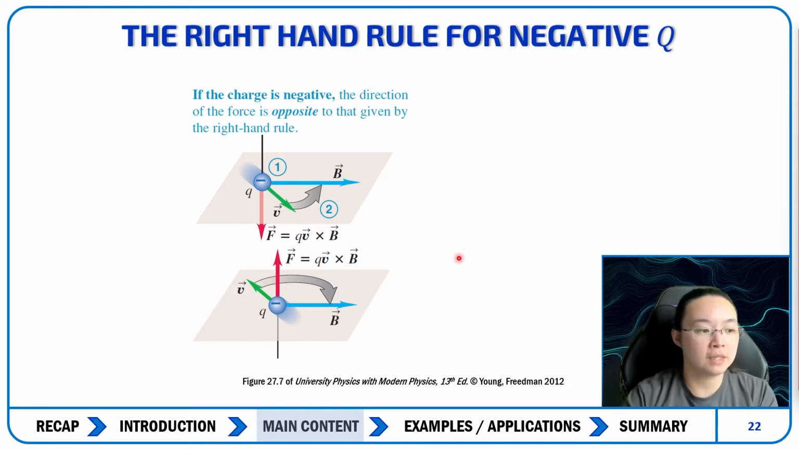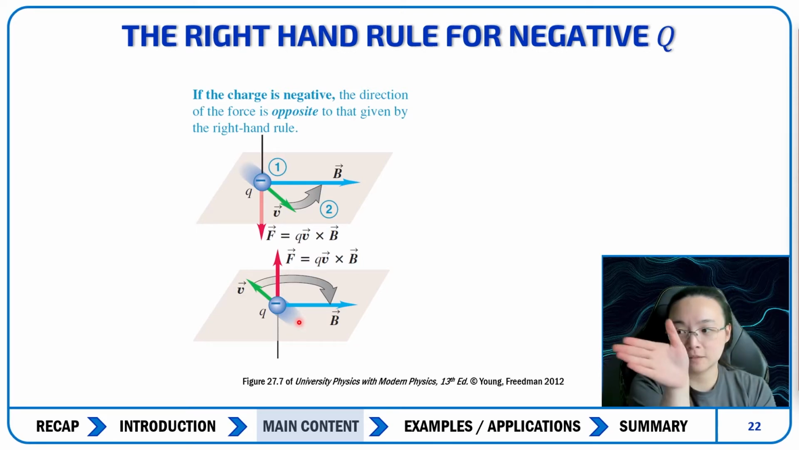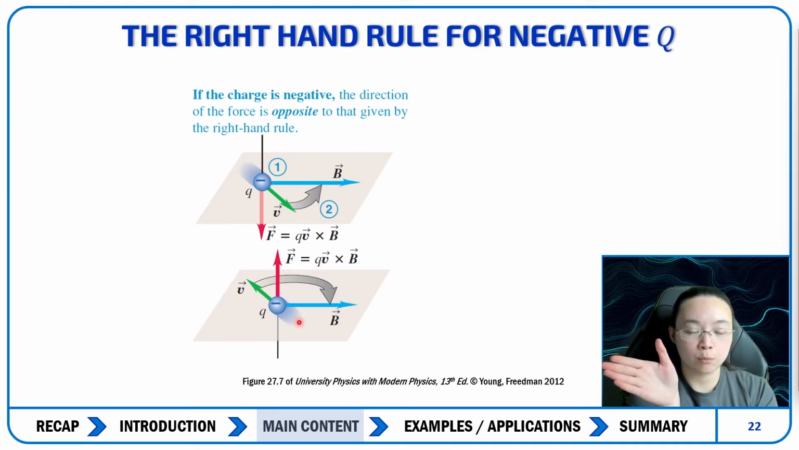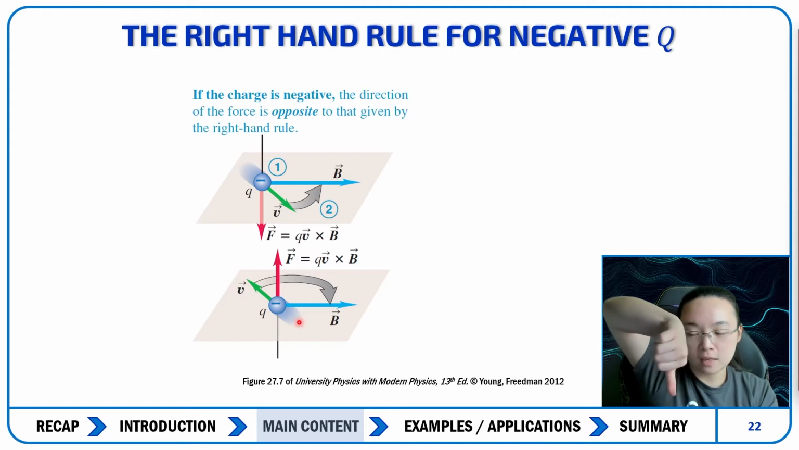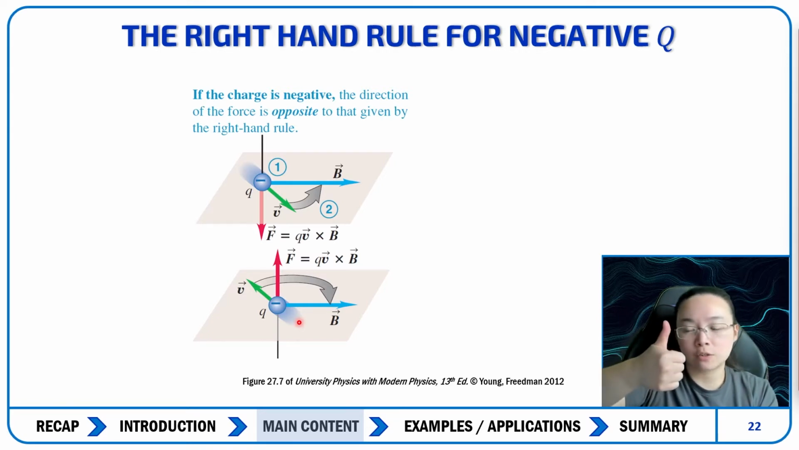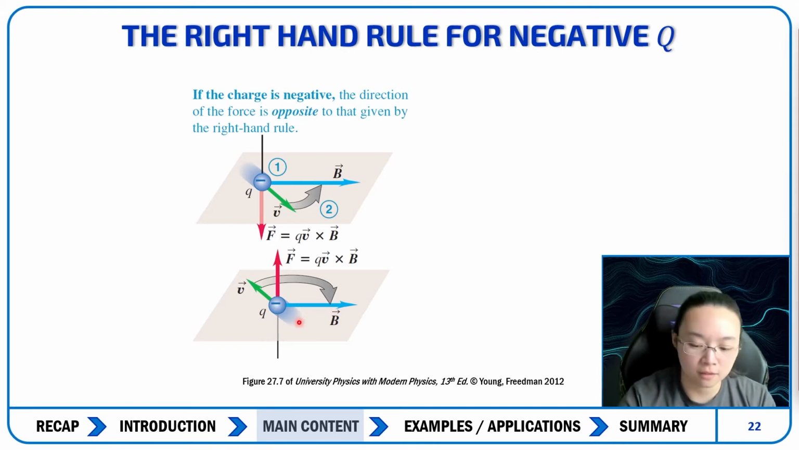Another example is the one below. I have my fingers pointing towards V over here, and B is towards the right this time. I can't curl this way, I have to curl this way, and so my thumb is going to point down. But it's a negative charge, so I flip it and the magnetic force goes up.